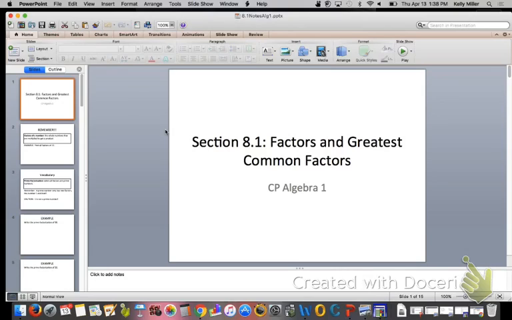Wait, 7 times 8 is 56. Wait, I have a question. What if you get the case where you have like 3? Then you do lower. If nothing works, that's it, it's all 1, right? So if nothing works, then it's just one.